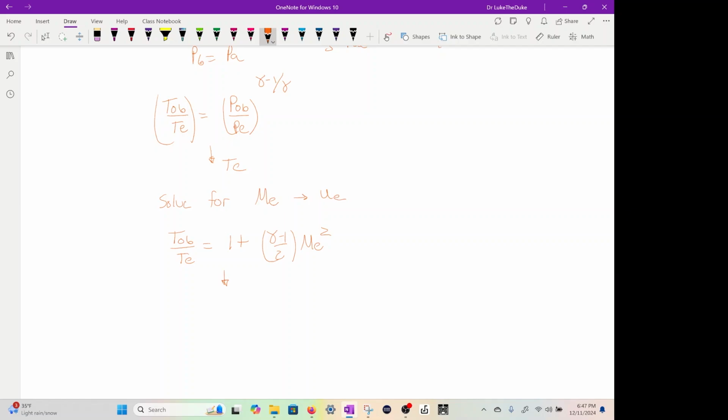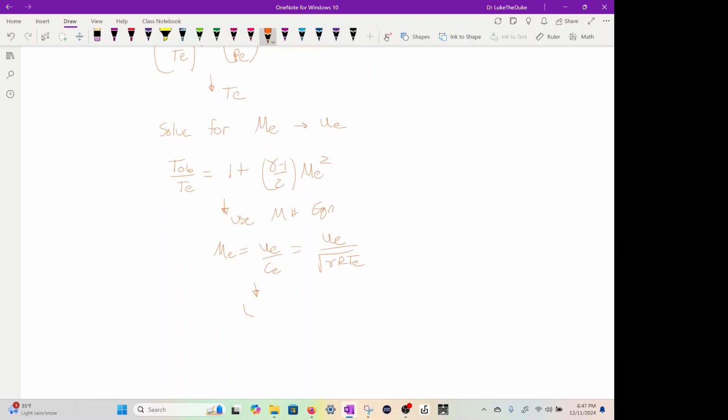You can then solve for ME. So then use the Mach number equation, which is ME equals UE over CE, which is UE over the square root of gamma R TE. And we can solve for UE. Then you can use the engine performance equations to figure out your efficiencies and your thrust.